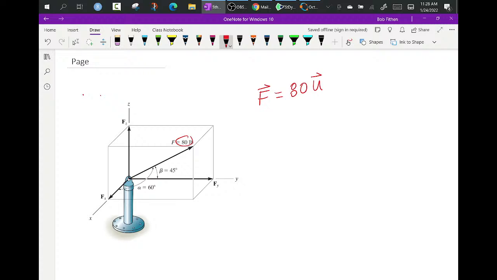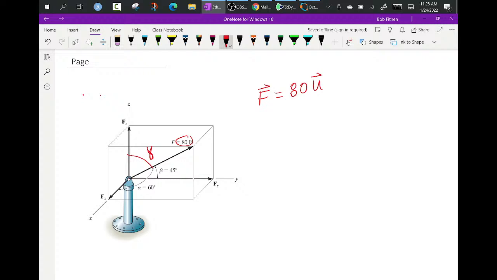So the unit vector can be determined by this, but you're only given alpha and beta. You're not given this gamma. Oops, gamma looks like this. Anyway, I'm having trouble with my hand for some reason.